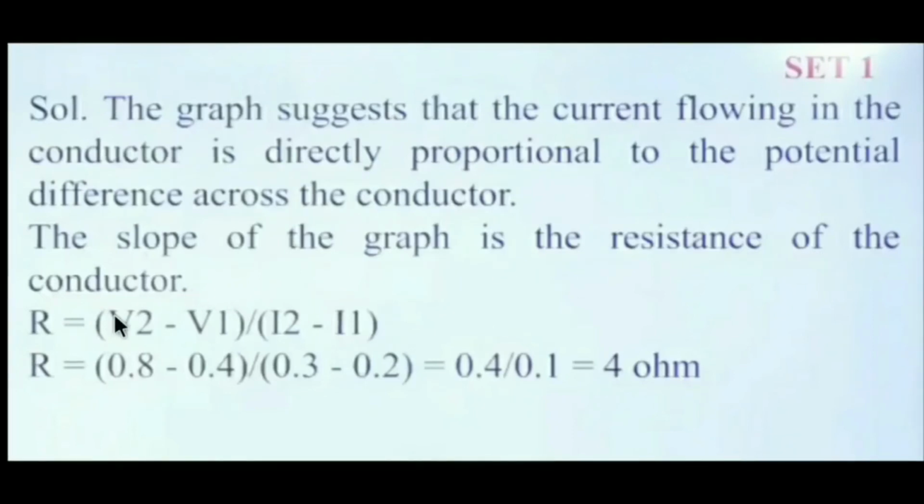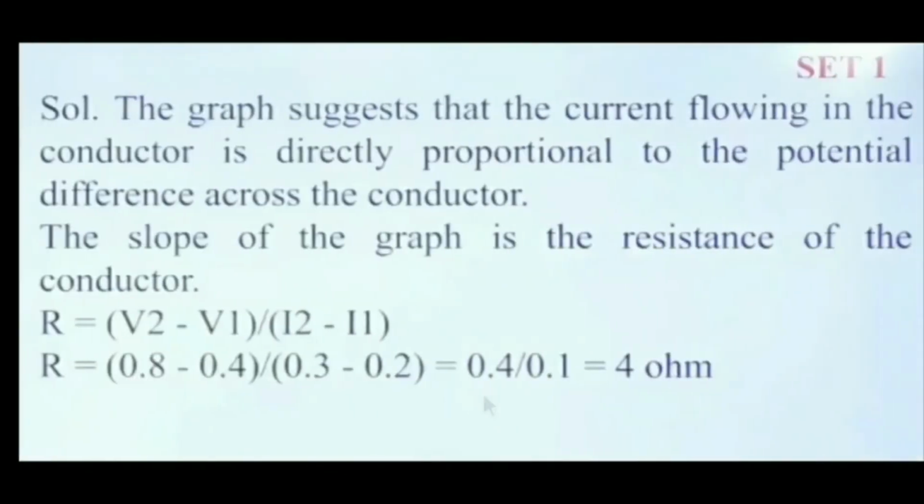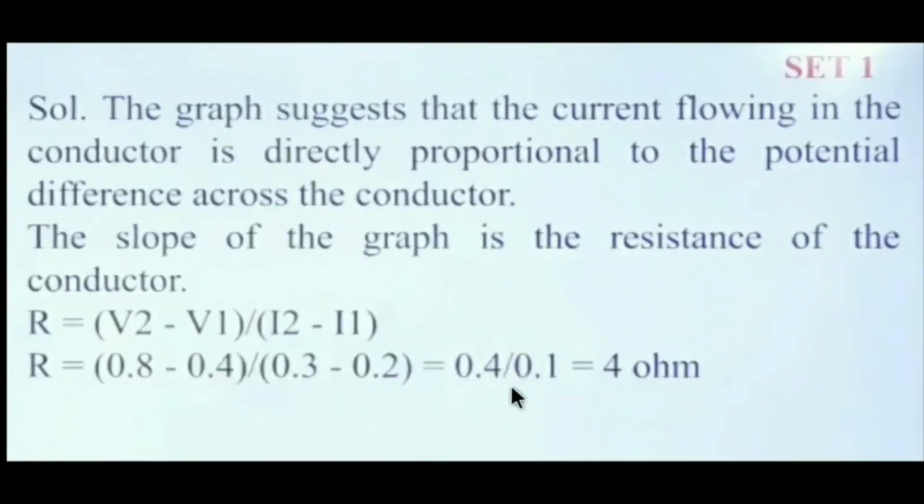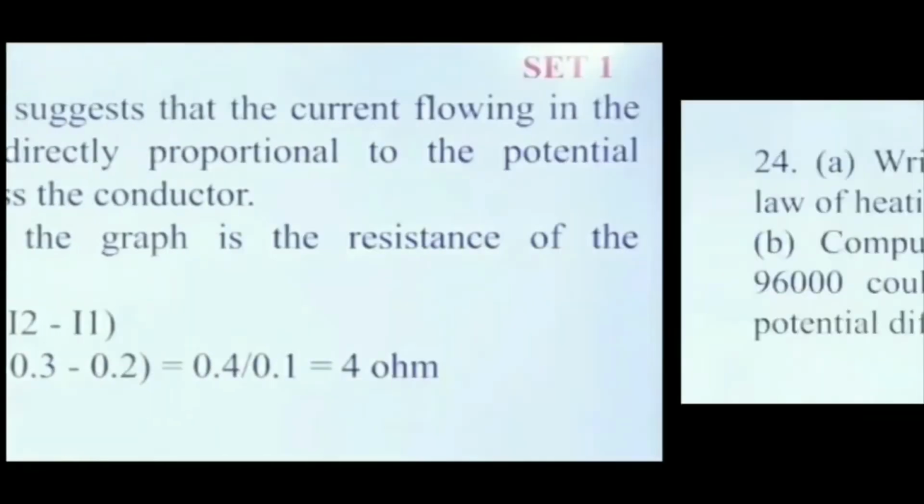So R is equal to, रेजिस्टेंस का वैल्यू क्या बताएगा, तो वोल्टेज का डिफरेंस निकालना है और उसके डिनोमिनेटर में करंट का डिफरेंस निकालना है. तो 0.8 माइनस 0.4 अपॉन 0.3 माइनस 0.2, तो 0.8 में से 0.4 निकालो, 0.2 में से 0.1 निकालो, तो क्या बचेगा, तो यहाँ 0.4 बचेगा, डिनोमिनेटर में 0.1 बचेगा, तो आंसर आएगा 4 ओम. तो प्रोपोर्शनली 4 ओम का यहाँ पे रेजिस्टेंस बता रहा है, तो आर मिल जाएगा.